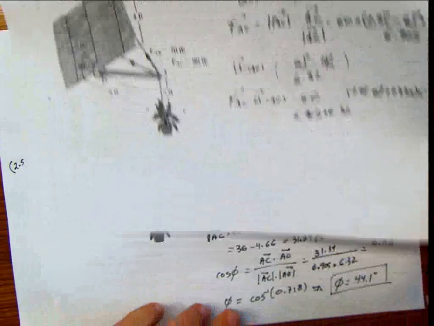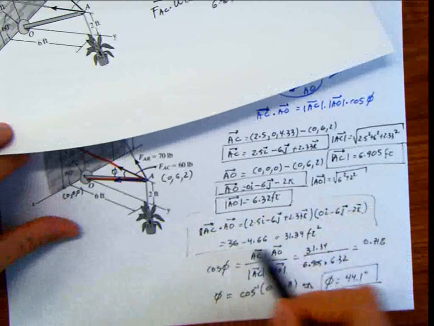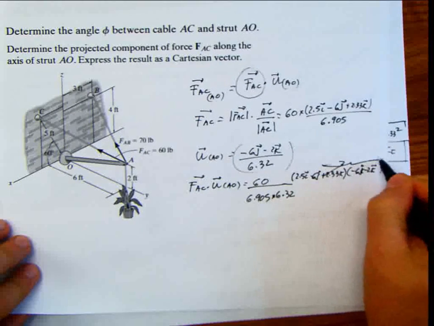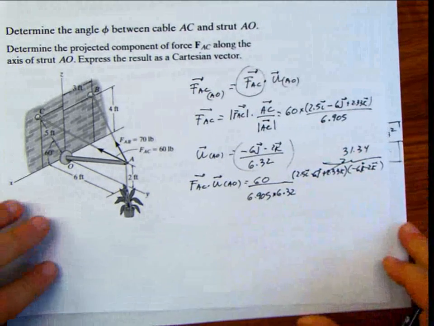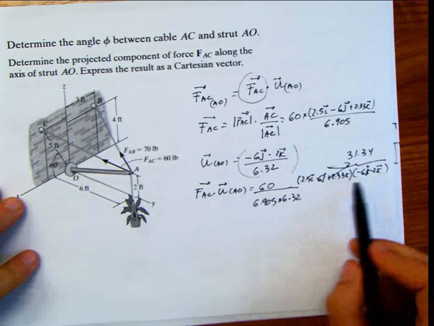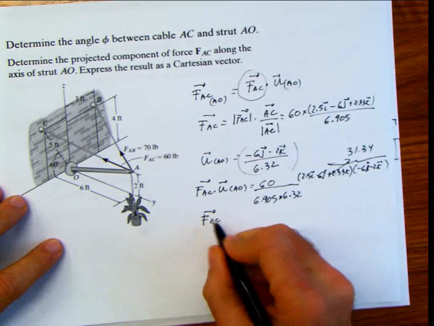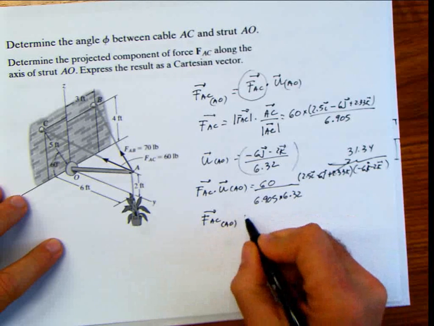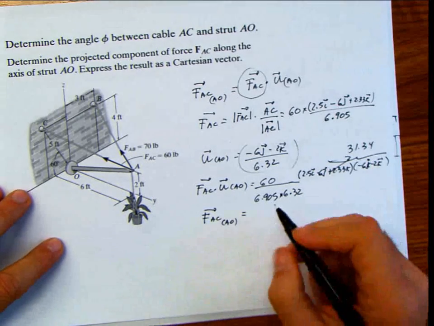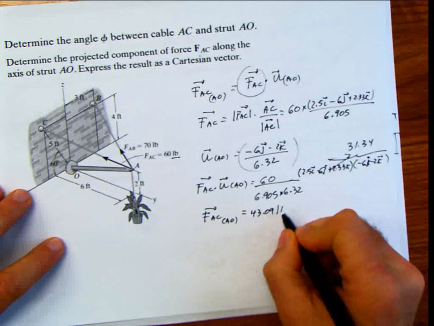When exactly did I do that? I did that here. I did that multiplication before, which is 31.34. So I don't have to repeat that value. This multiplication is 31.34. It's 6 times 6, which is 36, and negative 4.66, and that's 31.34. And when you multiply that, you get that the magnitude of the force AC projected over the strut AO is equal to 43.09, and the units are pounds because those are the units that we're working with.